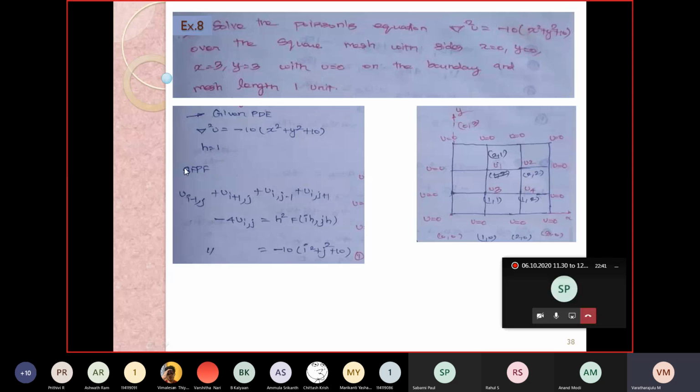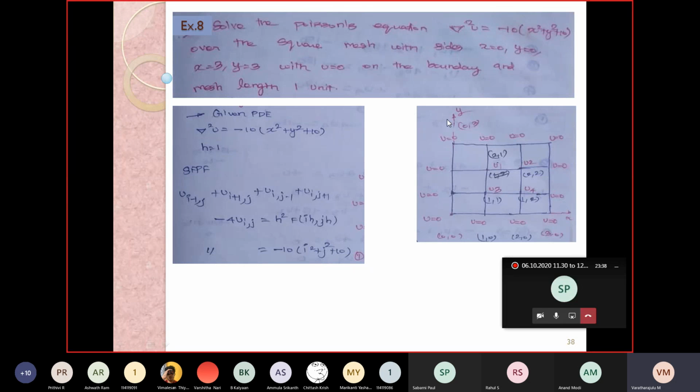The Poisson equation is u(i-1, j) plus u(i+1, j) plus u(i, j-1) plus u(i, j+1) minus 4u(i, j). This is the LHS. In the RHS, instead of f(x, y), we replace with f(ih, jk), and k is equivalent to h, so it can be replaced with jh. Instead of h we adopt 1, so x becomes i and y becomes j. Therefore, minus 1 into (i square plus j square plus 10). This is equation 1.